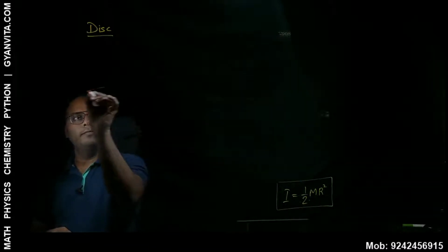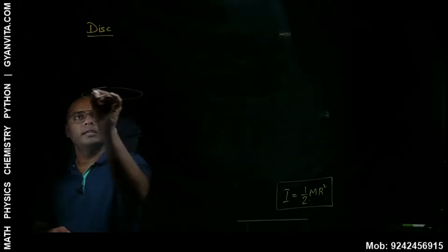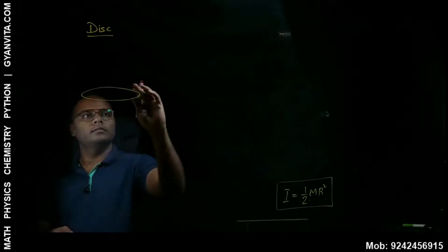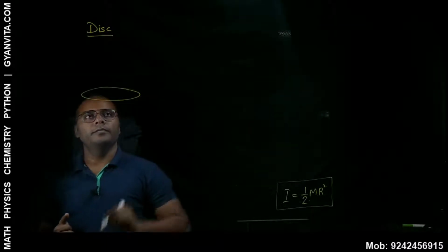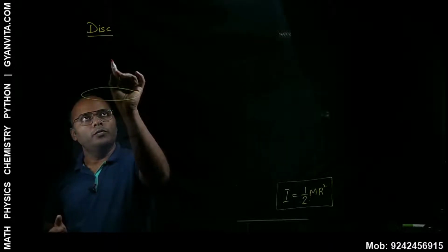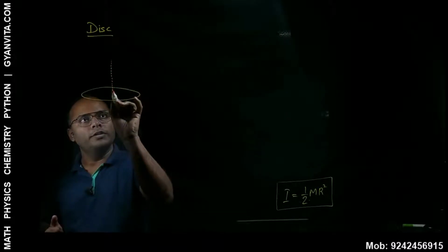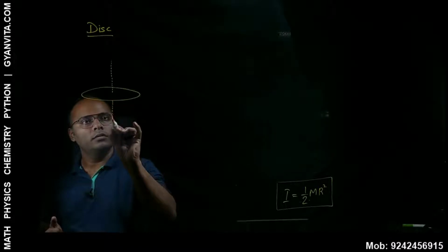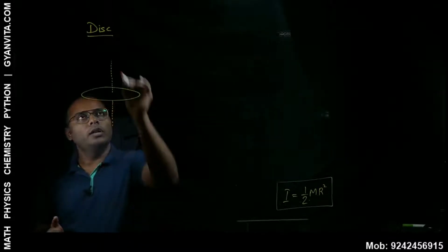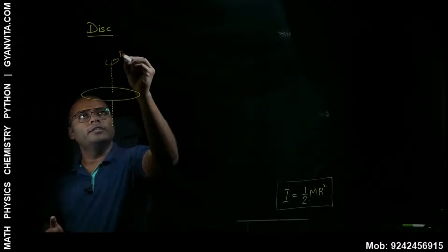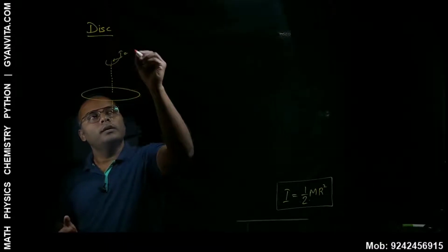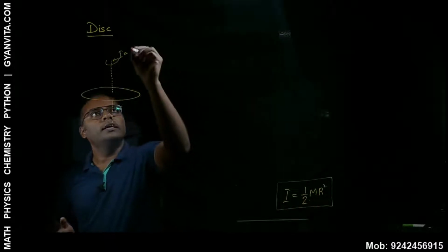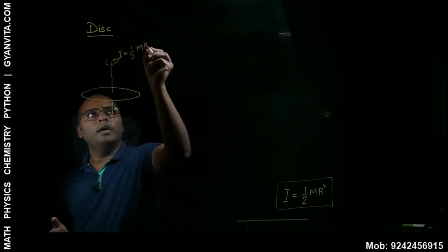You have a disk like this. What do you have to find? You have to find it along the diameter. So first, what do we know? We know the moment of inertia along this axis. So along this axis, the moment of inertia I is equal to what we have just found, half mr square.